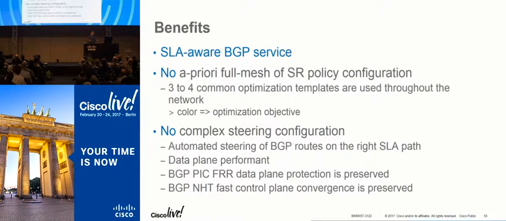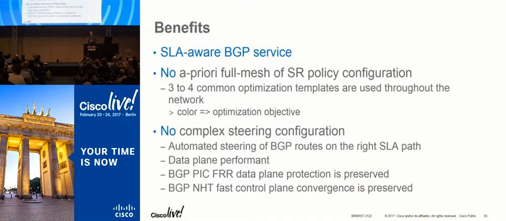So what is the gain? For the first time, I think, we have SLA-aware BGP services. We have SLA-aware LISP services, because we can do this for LISP-based services as well. There's absolutely no a priori full mesh of SR policy configuration.